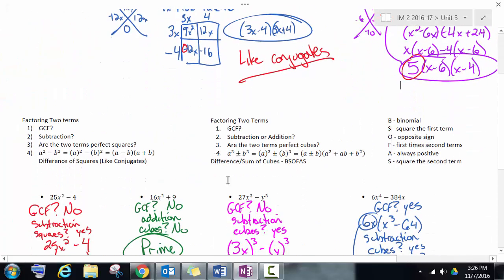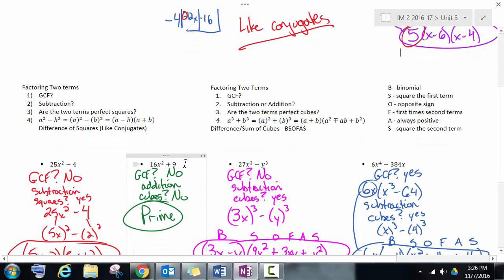Now, two terms. There's two different ways we can have two terms. First thing we always do is check for GCF. Always. Then, if it's subtraction, and the two terms are perfect squares, we have difference of squares. They're like conjugates. So a squared minus b squared is really a squared minus b squared. Squared means 2, so it means we have a twice and b twice. And difference of squares, well, difference means different signs, minus and positive. And we'll look more about that in a second.